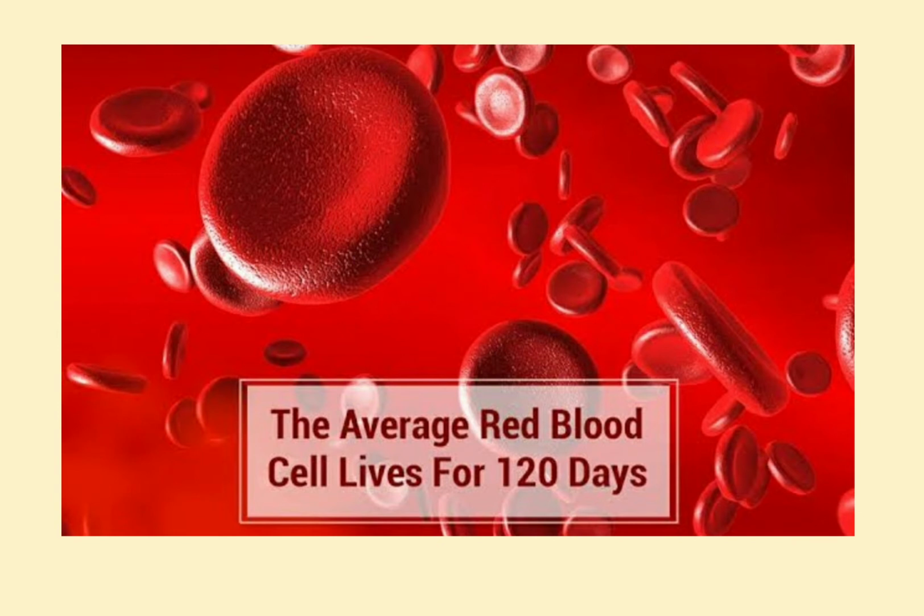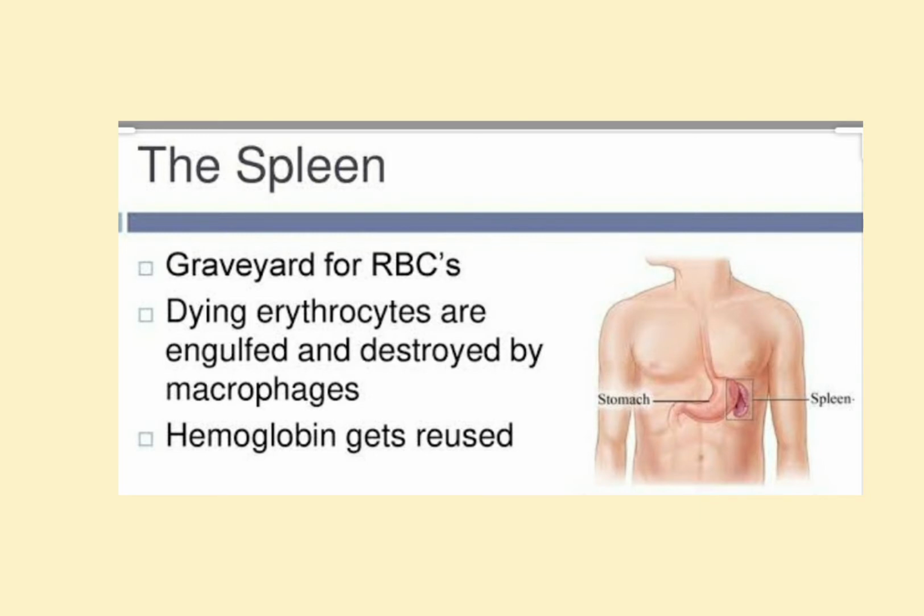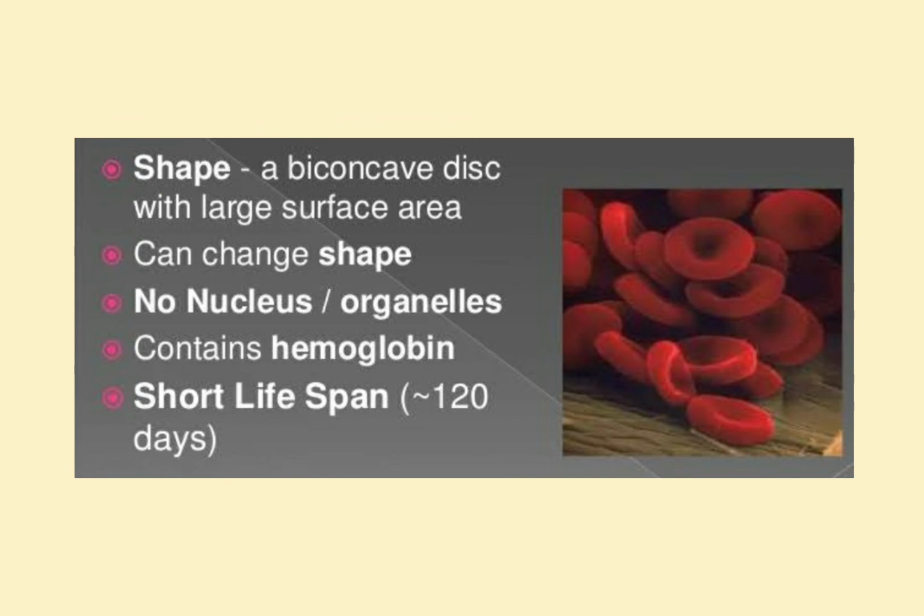Each RBC lives for 120 days, after which they are destroyed in the liver and spleen. So the spleen is also called the graveyard of RBC. Mature RBCs do not have a nucleus.